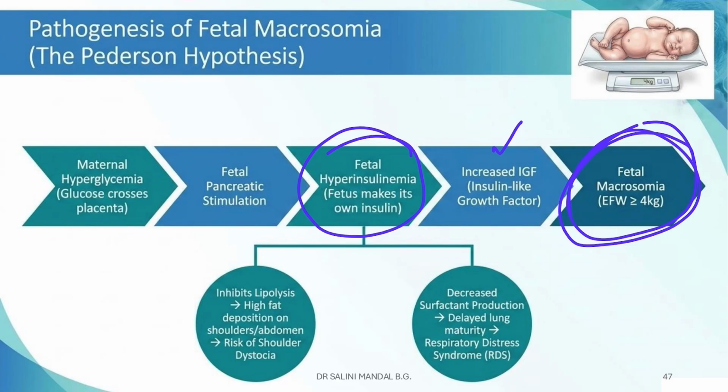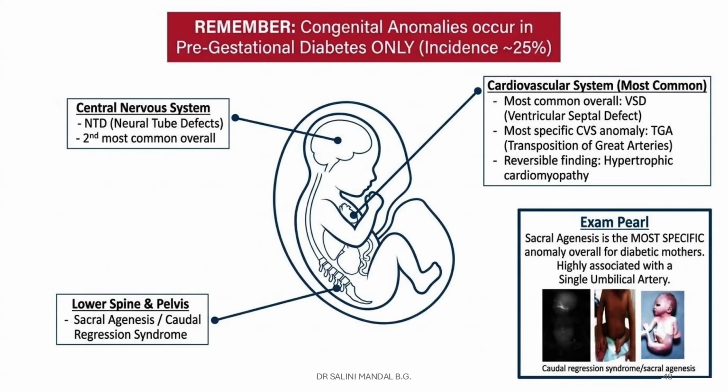Okay, but imagine there is going to be fetal hyperinsulinemia or macrosomia. Fetal hyperinsulinemia is going to inhibit lipolysis. So what does that mean? Inhibiting lipolysis means fat deposition is going to be there on the shoulders and abdomen, and so these are the people who go in for shoulder dystocia. But one more thing which hyperinsulinemia does is it decreases fetal surfactant production. That means lung maturity is delayed. It means the baby can get into respiratory distress syndrome. So these are the things which are going to occur in case a baby is having macrosomia or hyperinsulinemia.